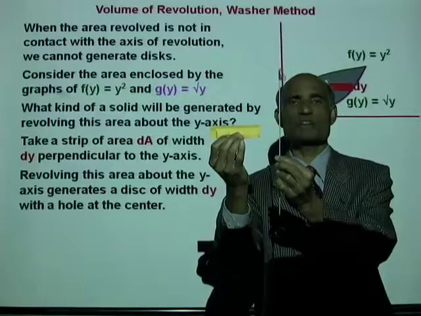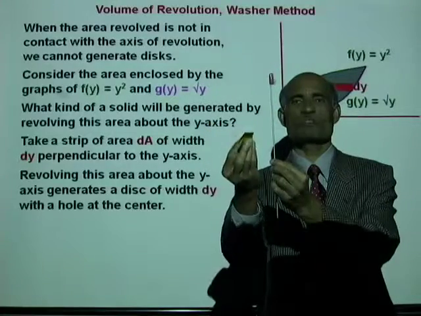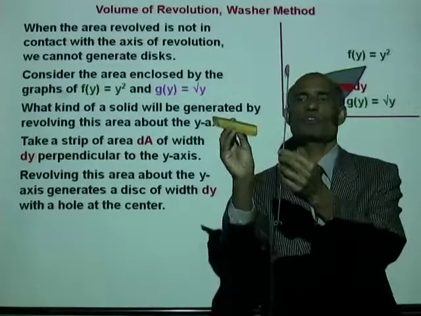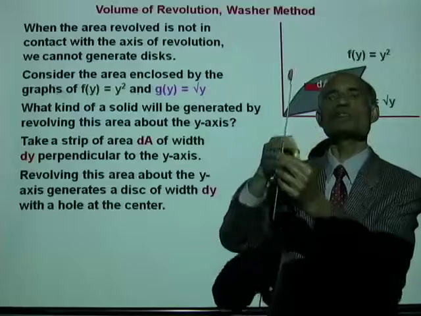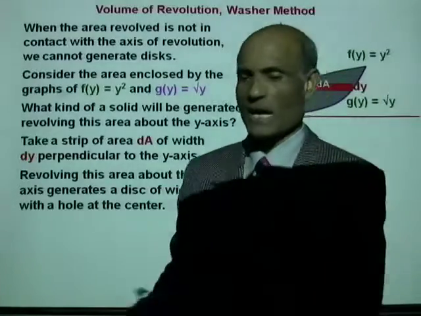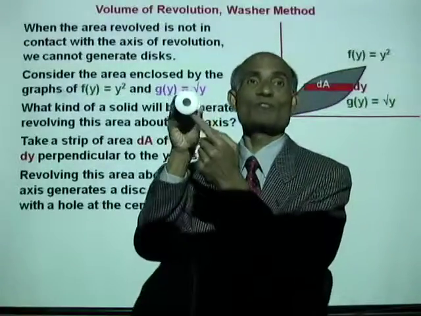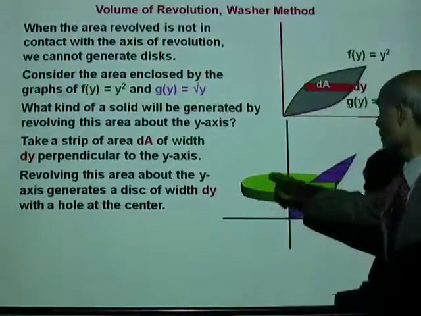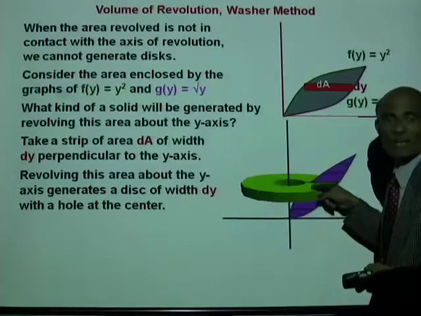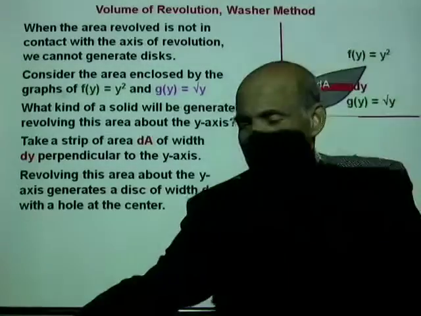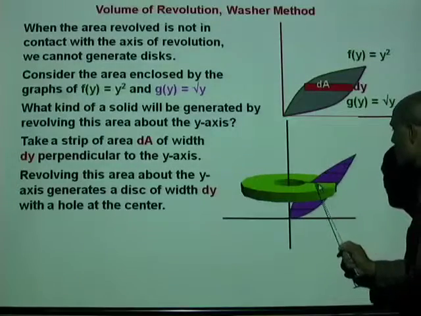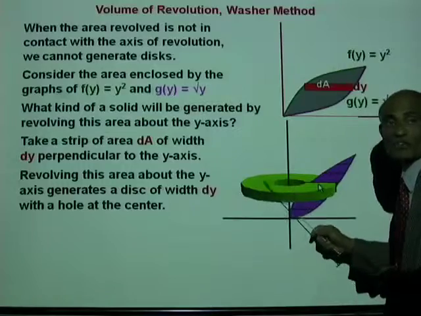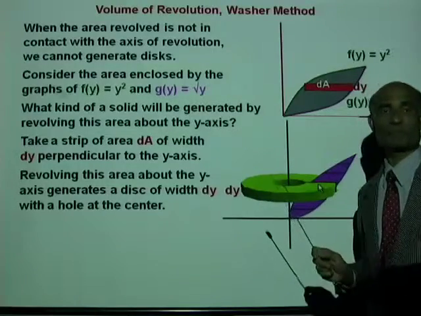You see that there is a space there. So if you revolve this about the y-axis, it is going to be like this, which means it is going to leave a hole at the center, and therefore it is going to generate a washer. That's right. So it will be something like this. This is the washer. So look at that again. That small area dA, when revolved about the y-axis, generates this washer.